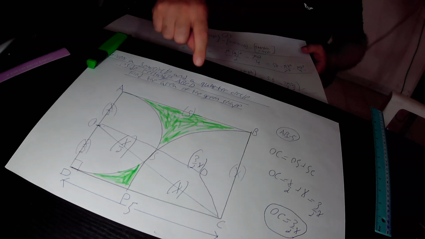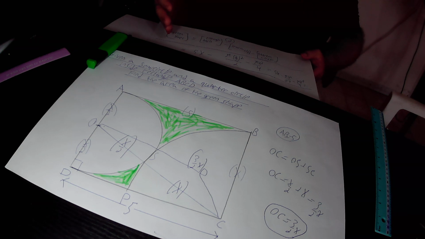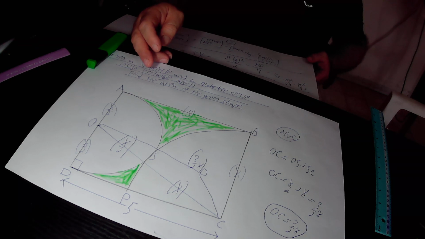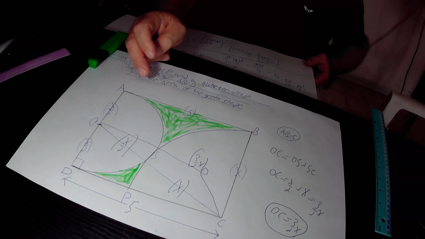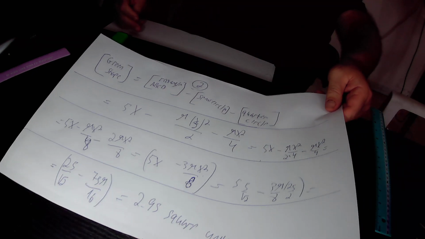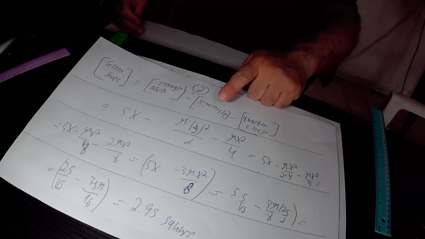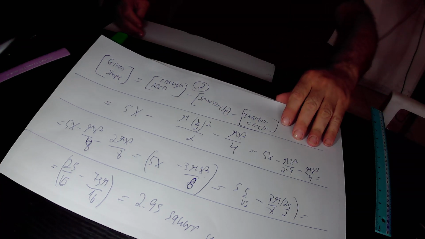What is the area of this semicircle? We know that the radius of this semicircle is x over 2. Therefore the area of the semicircle must equal pi times the radius squared over 2, so it is pi times (x over 2) squared divided by 2. Minus the area of the quarter circle.